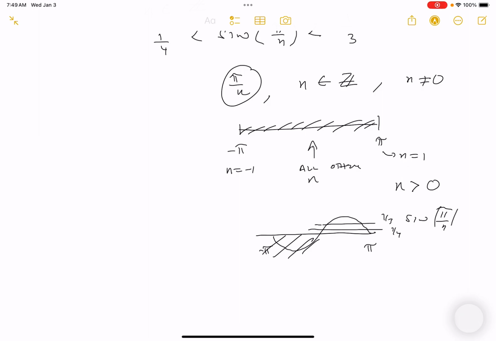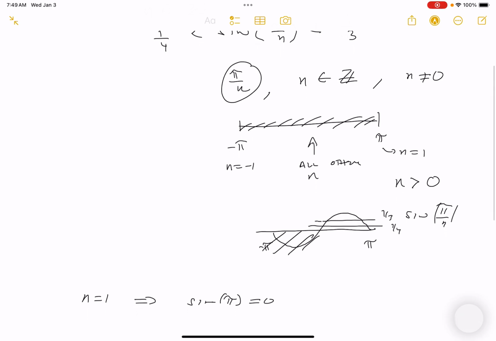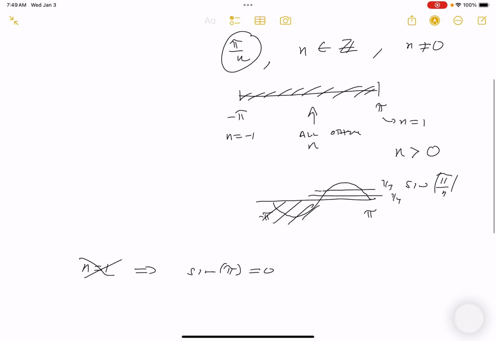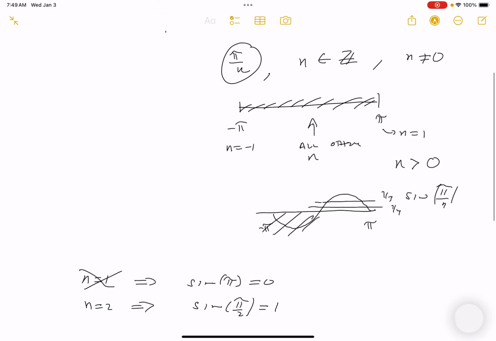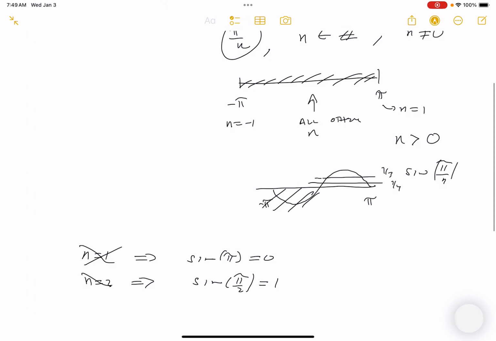So let's write this down. So if n is equal to 1, what would that give me? That would give me the sine of pi. Well, that's easy to do. That's just 0. And that's out of the question, by the way, because 0 is not between 1/4 and 1/3. So this one's out of the question. Let's do n equals 2 now. And what do you get there? You get the sine of pi over 2. And that's also easy to do. That's just the number 1. And the number 1 is not between 1/4 and 1/3. So this is out of the question.